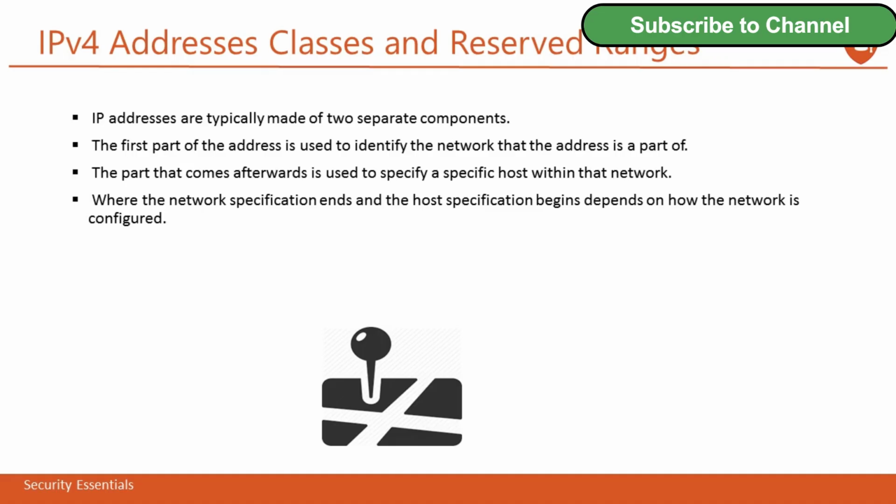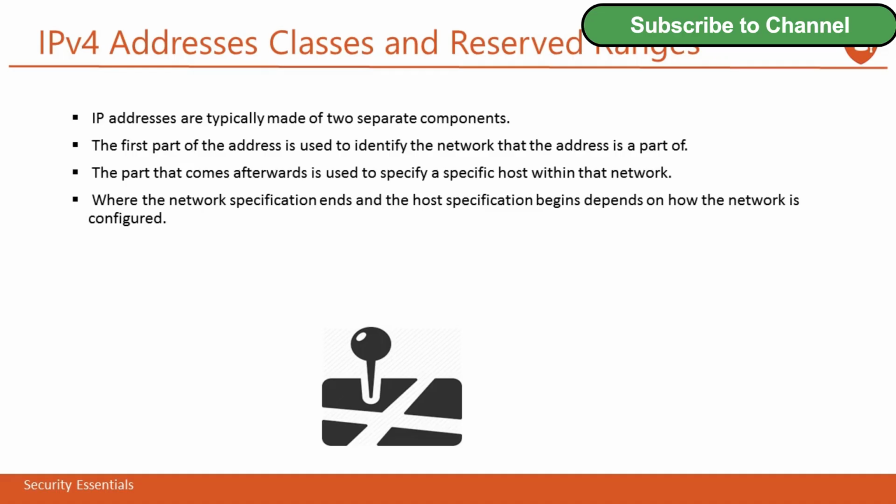So to explain, here we are using 192.168.0.5. Now someone else has the IP 192.168.0.6 and 192.168.0.7. These IP addresses vary only within the same network, because the first part of the address is used to identify the network, and that is the part which is 192.168. Then the part that comes afterward is used to specify the specific host within that network.